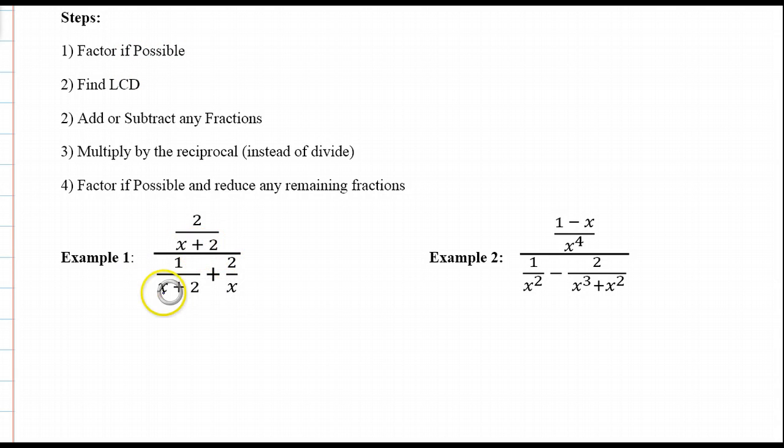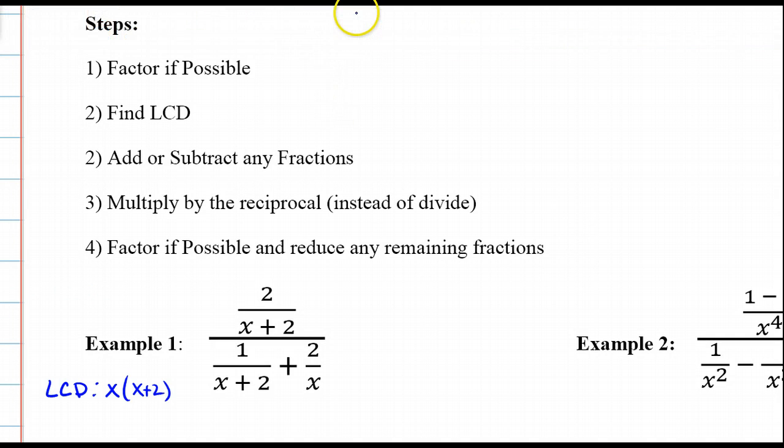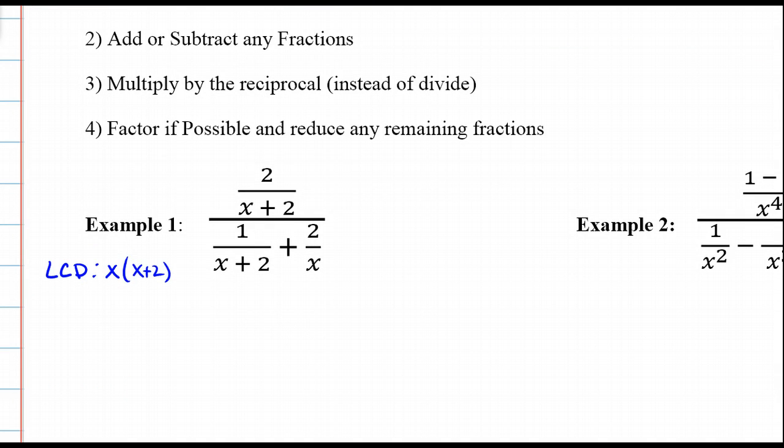Well, none of these denominators can be factored, so I need to find the least common denominator. Well, this denominator has an x, so I'm going to need that. And the other two have an x plus 2. But those are the only two portions I can combine to make the least common denominator. So what I need to do is add these two fractions together on the bottom.